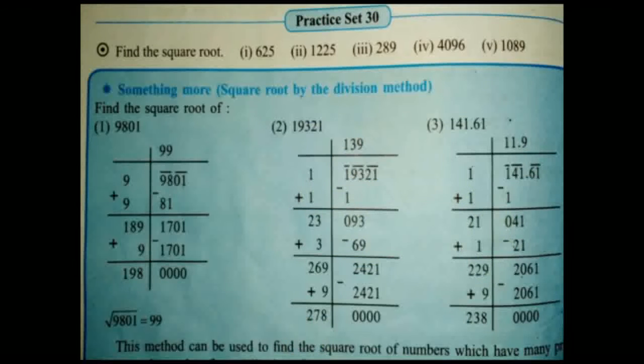Now we will begin practice set 30 on textbook page number 50. Find the square root of the first one, 625. First we will divide 625 by 5 because 625 is in the 5 table.